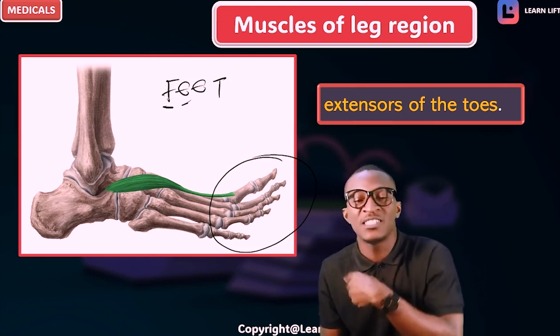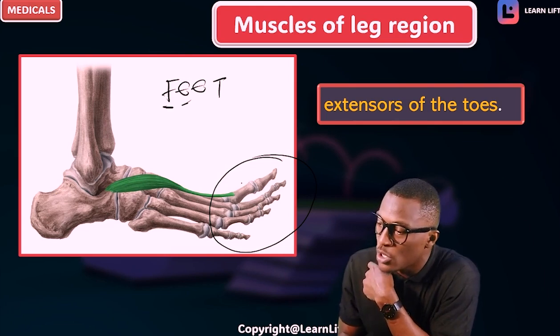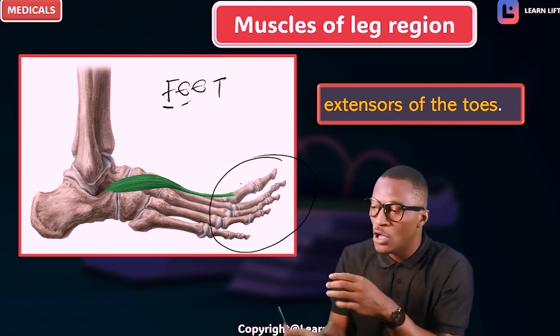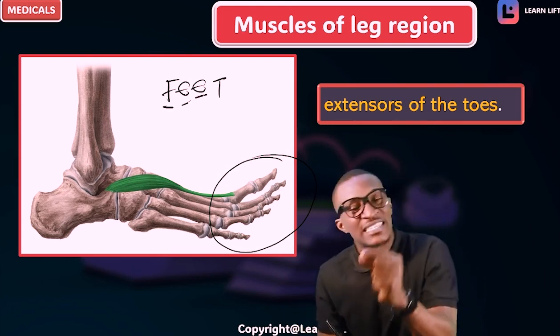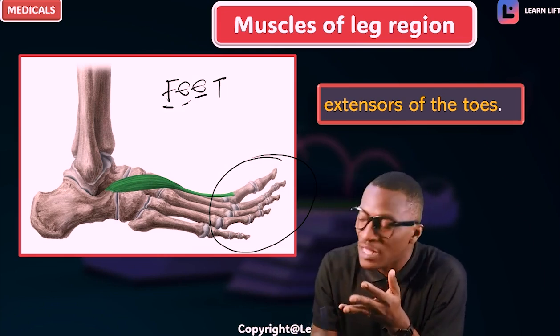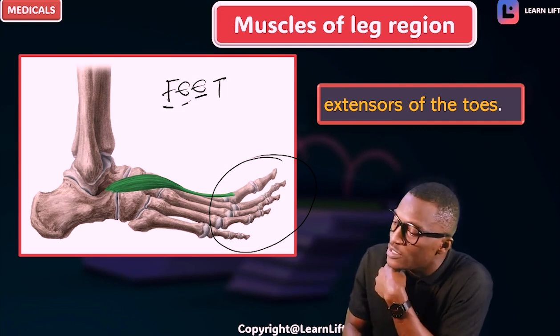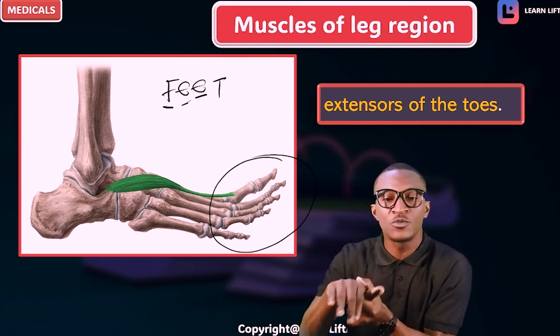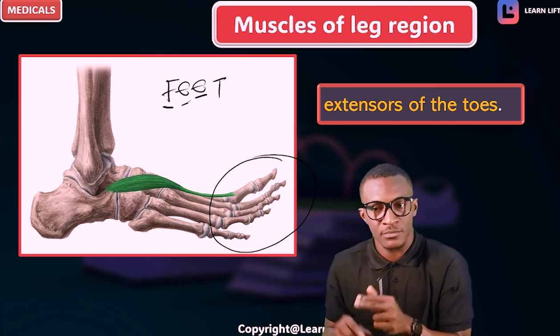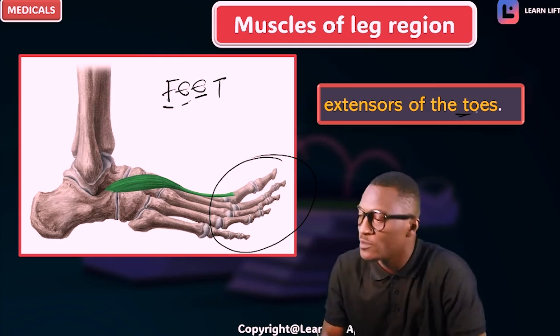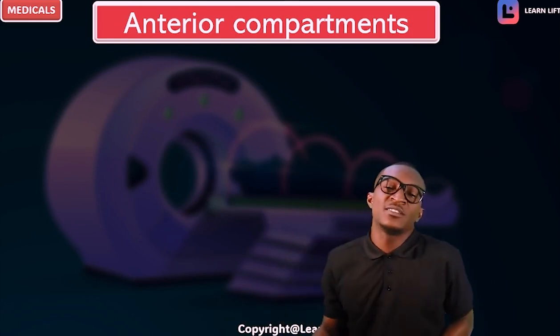It runs from the anterior leg. You can see the tendon running to the big toe, so it helps to raise the big toe upward. We also have the other one called the extensor digitorum, which means the raised digits, the extensor digitorum longus. So it helps to raise these digits. You can raise the toes of your feet upward like this. So we said they are called the extensors of the toe. Do you understand that? Now let's list the muscles of the anterior compartment.